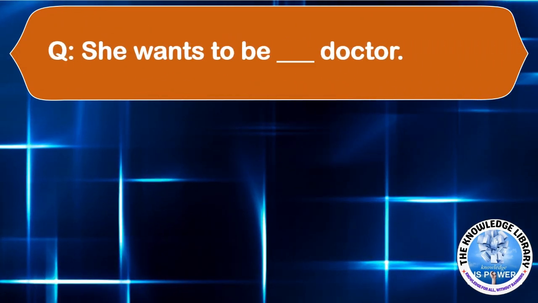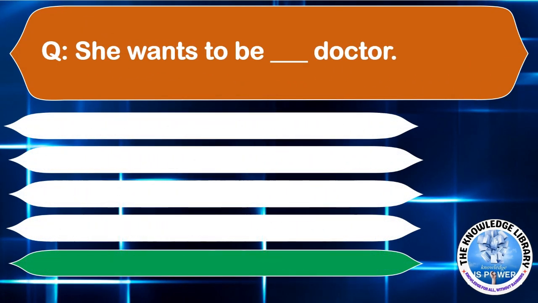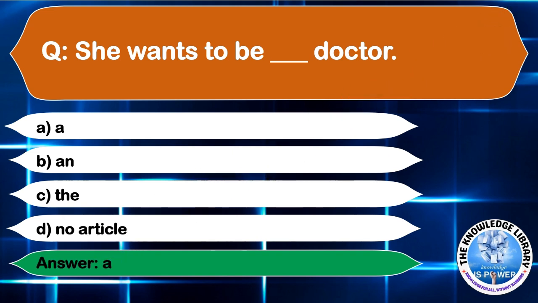She wants to be dash doctor. Option A. Option B, an. Option C, the. Option D, no article. The correct answer is option A. Moving to the next question.